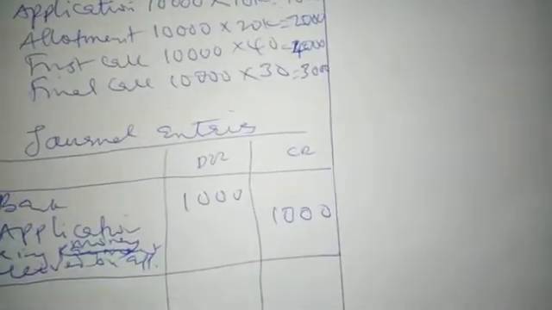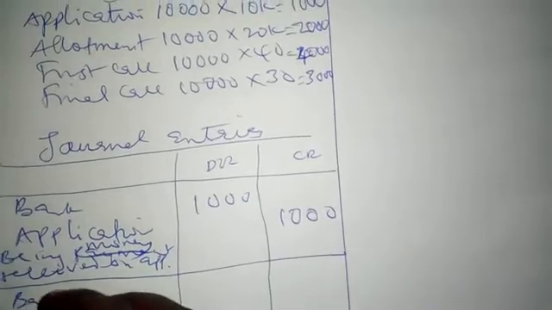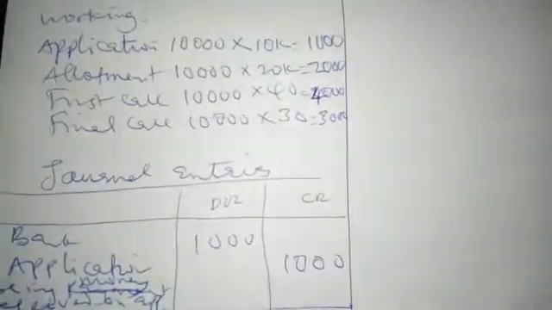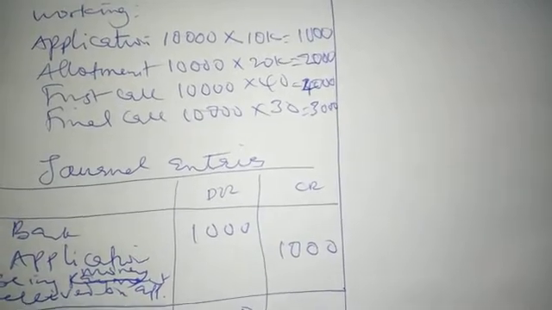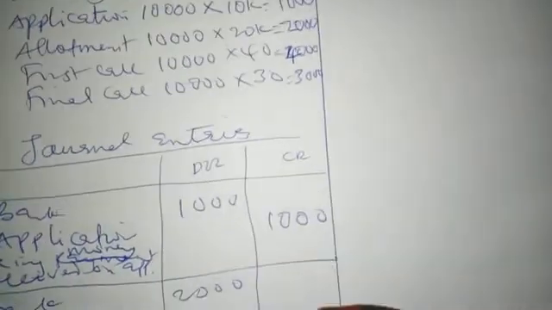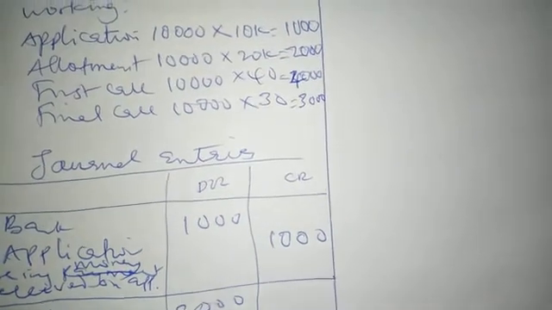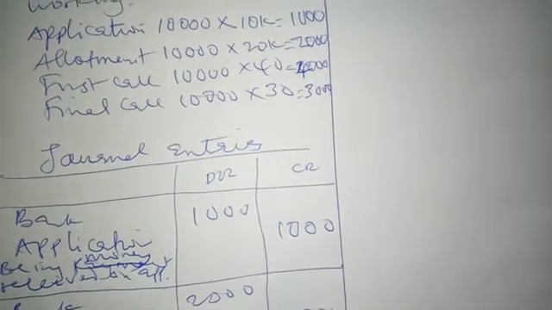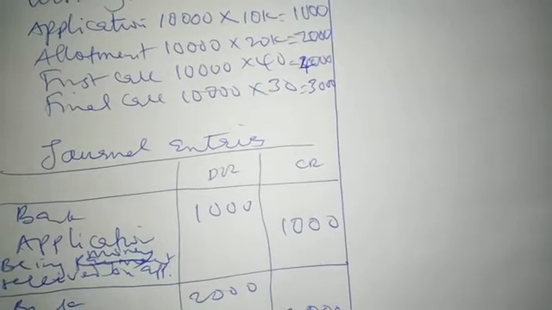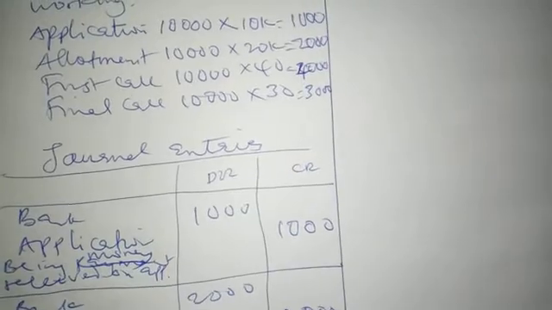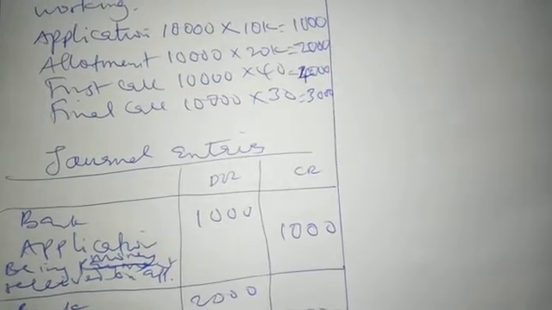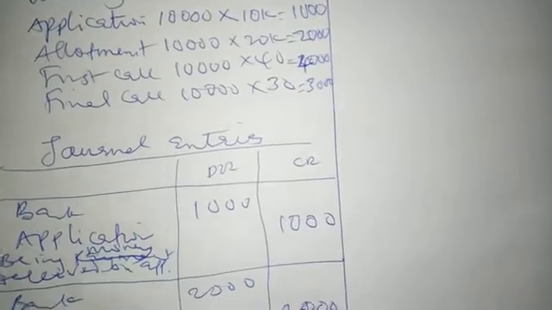The next one, on allotment, will pass through the bank also. How much is for the allotment? Based on our calculation, 2,000 naira. The bank will be receiving 2,000 naira. Then you write allotment 2,000 naira. Okay, being what? The reason is being money received on allotment. Close this one too.